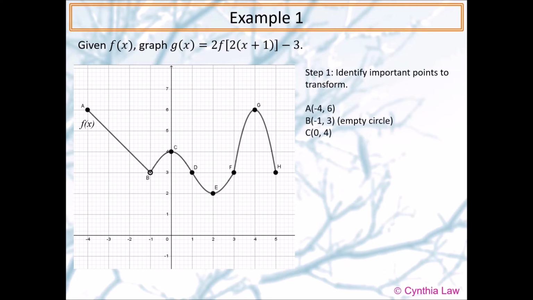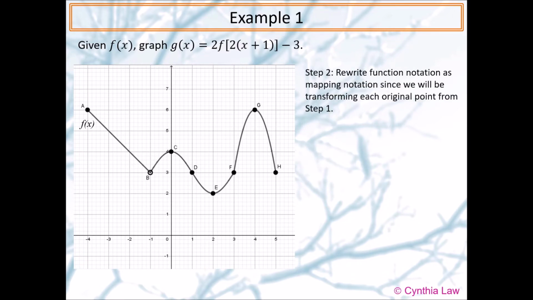Point C is (0, 4). Point D is (1, 3). Point E is (2, 2). Point F, we have (3, 3). Point G is (4, 6). And point H is (5, 3).